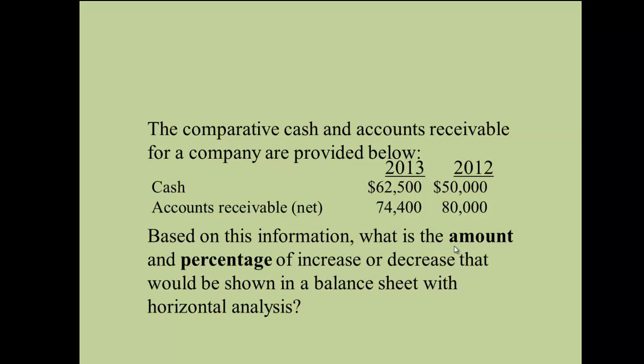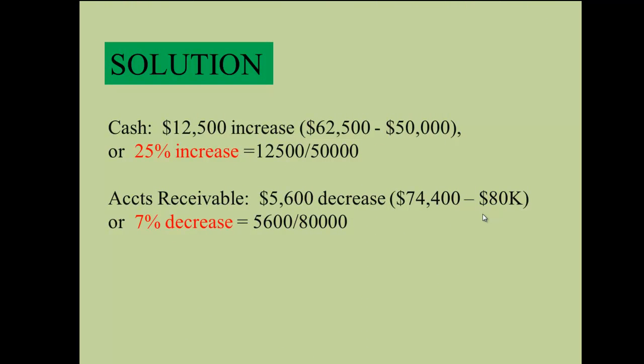So take a look at this slide. It says the comparative cash and accounts receivable for a company are provided below. There's different amounts for 2012 and 2013. It says based on this information, what is the amount and percentage of increase or decrease that would be shown in a balance sheet with horizontal analysis? So what is the percentage increase from 2012 to 2013? Or percentage decrease in this case. Pause your screen for a second and then I'll show you the solution. Okay, so we divide the change by the base year. We're going to get 25% increase for cash and a 7% increase for accounts receivable.